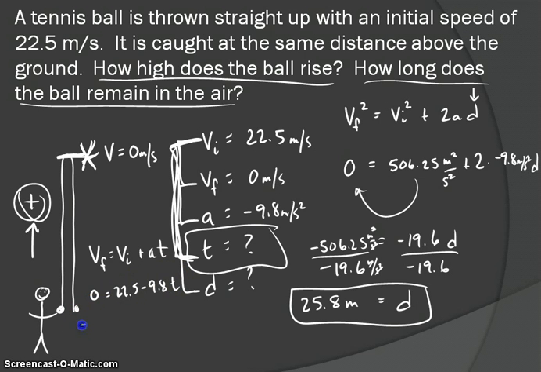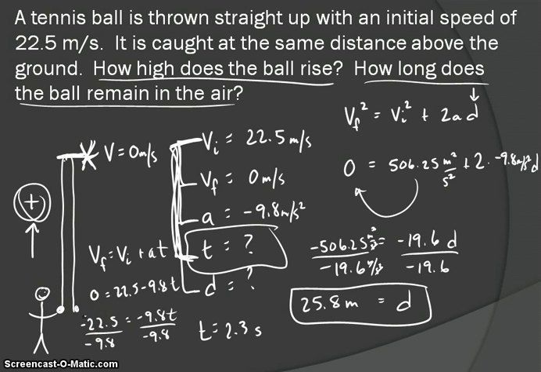So I bring my 22.5 over to the other side, so negative 22.5 is equal to negative 9.8 T. Divide by negative 9.8, and T now is equal to 2.3 seconds. Now, that time represents the time it took for the ball to get to the peak, not the time that it took for the ball to get to the peak and back down.